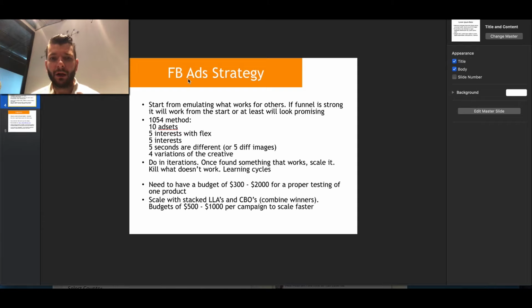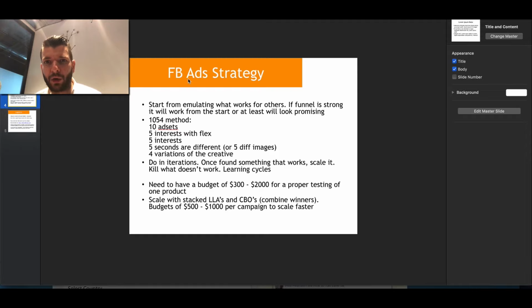So we have 5 different variations of the first 5 seconds, or 5 thumbnails. And then we have 4 variations of the creative. So we have several versions that we want to test, and we structure it in a way where we have the highest chance of identifying what kind of creative and what kind of thumbnail works best with a specific offer. That's how we structure it. We have different interests also, so we see what combination of offer and creative works best, and then we do it in iterations.